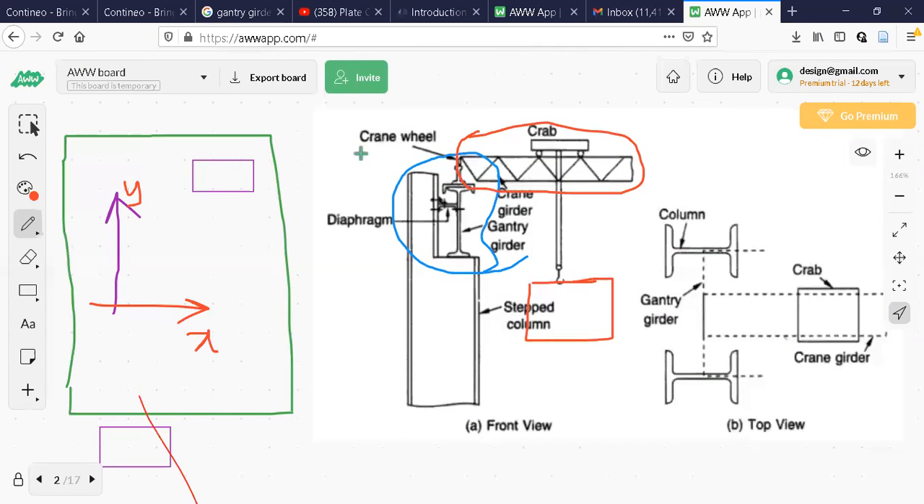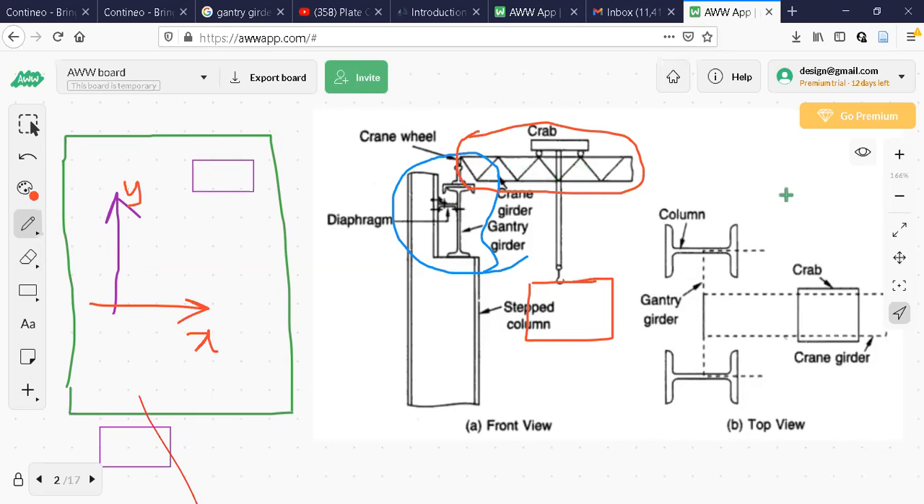So observe here. It is a very simple operation I am giving you. I have not given you any complicated part here. I'm just telling you one crane girder is there, one gantry girder is there. The crane girder can move along the y axis. The crab resting on wheels on the crane girder can move in the x direction. So the entire system, this crab and this crane girder, all are resting on either side.